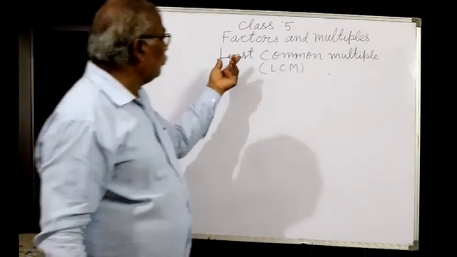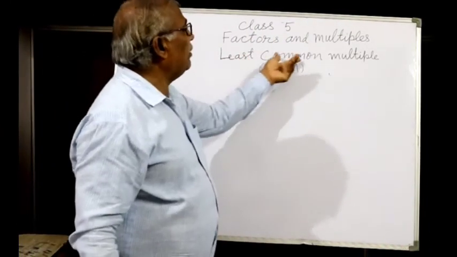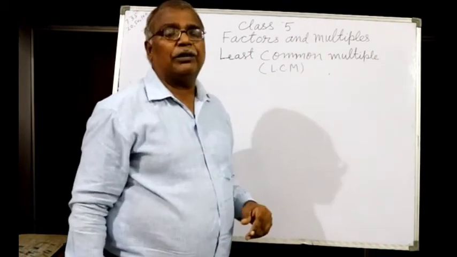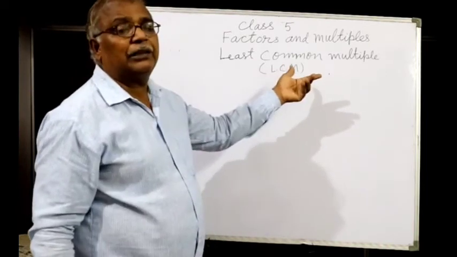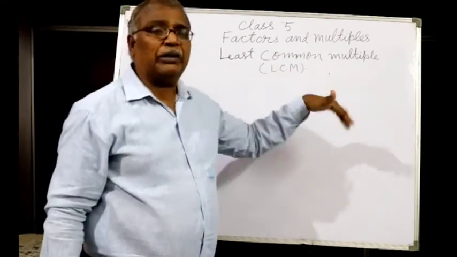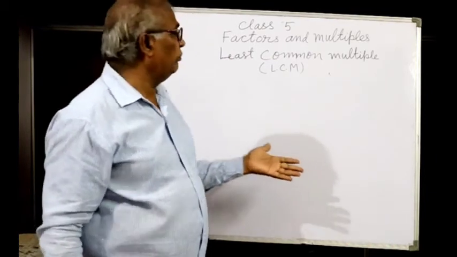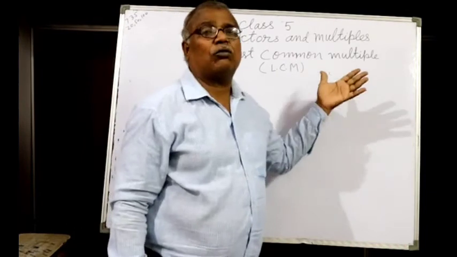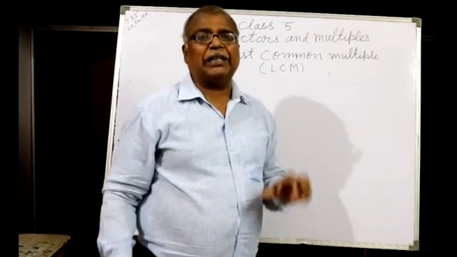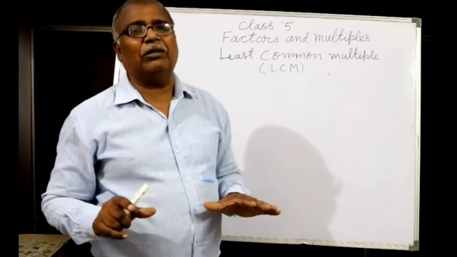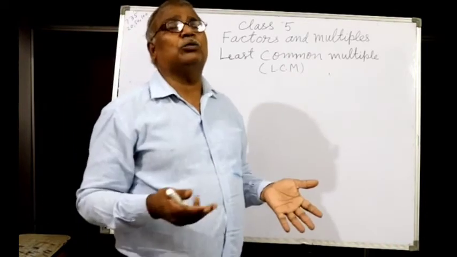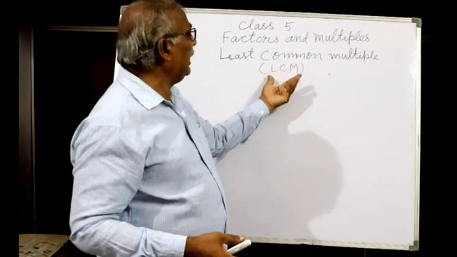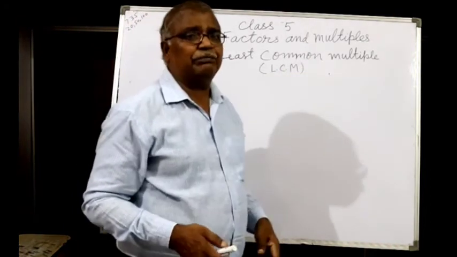Now the next topic is least common multiple. What is the least common multiple? The least common multiple of two or more than two numbers is the smallest common multiple. The smallest common multiple of two or more than two numbers is the least common multiple. Simply it is called LCM.